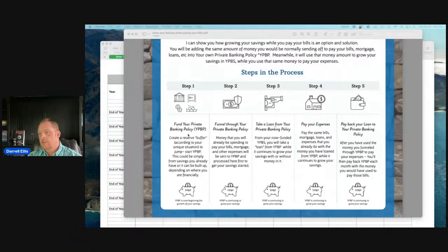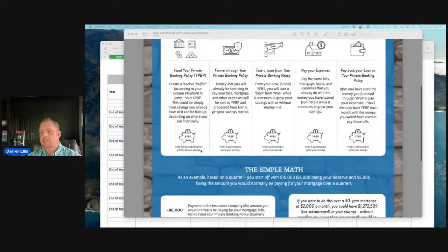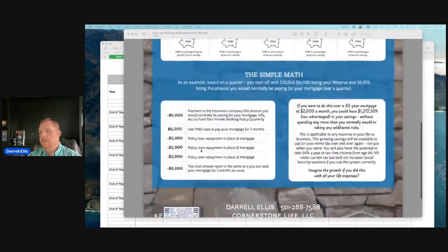You take a policy loan from that, and the money continues to grow in the policy while you use the money that you're borrowing from the policy to pay your bills. You're going to pay a little bit of interest, of course, to the insurance company for this, but the amount of growth that you're going to get on that money outweighs the actual interest that you're paying. So you get this great positive arbitrage in most cases. You go ahead and pay your expenses, and then you pay back that policy loan with the cash flow that you would normally use for those expenses. That's the basic process. And if I pull this up, you can actually see the math of it.